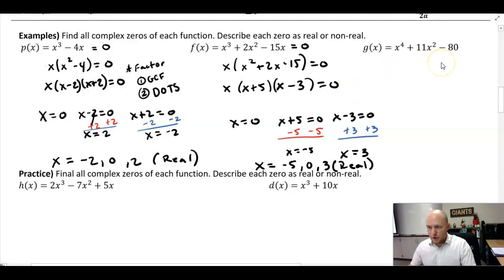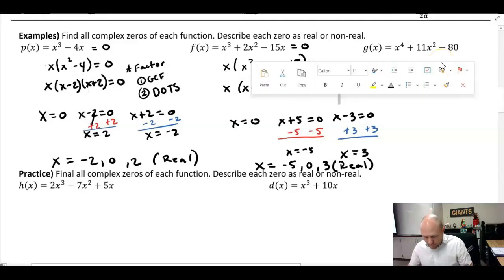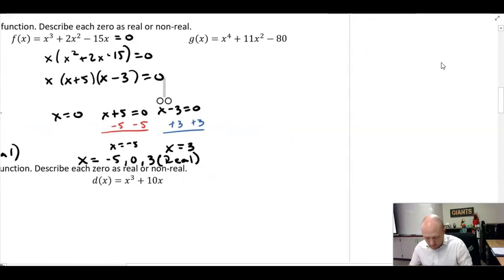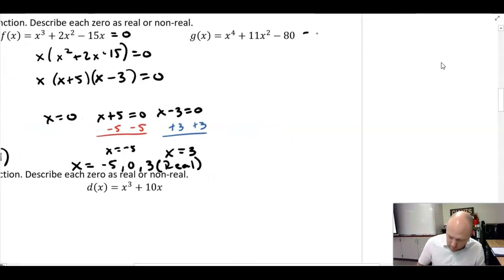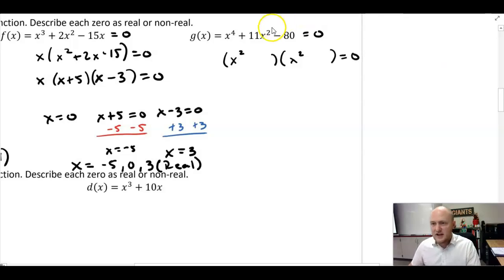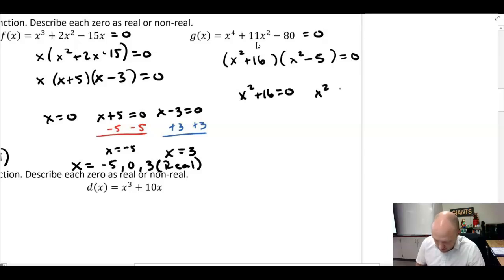Okay, third example. In the third example, I don't have a GCF, but I can factor this, believe it or not, looking at it. I have x squared and x squared, and then I'm looking for factors of 80 that combine to give us 11. And this one's a tricky one. I have plus 16 and I have a minus 5. So here I'm going to go ahead and highlight the square root property of solving. I have x squared minus 5 equals 0.